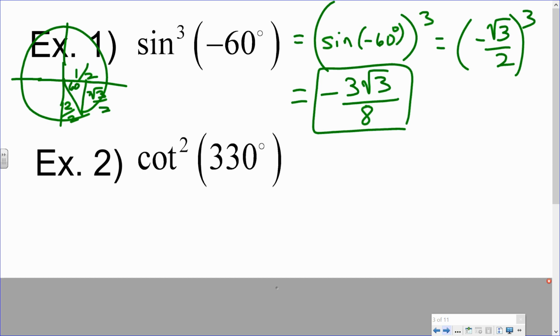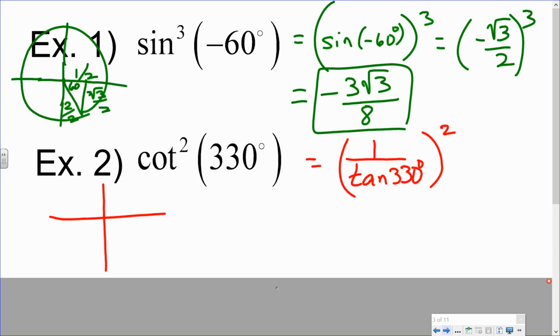Later on, we'll also use cosine over sine when we're proving trig identities. So for this one, we're just going to say it is 1 over the tangent of 330 degrees. And then we need to square whatever that answer is. So everybody with your arm, show me where is 330 degrees going to put us? So very good. Just a little bit into the fourth quadrant.